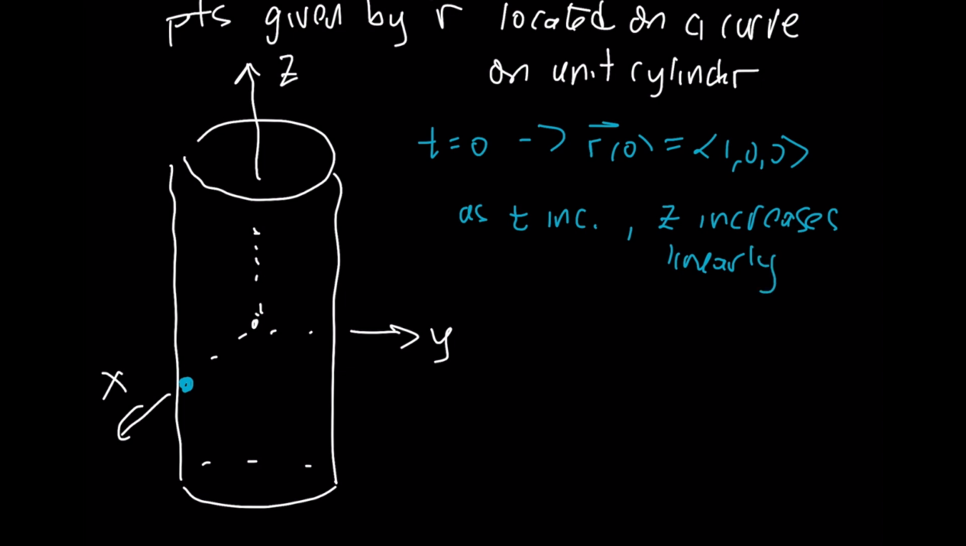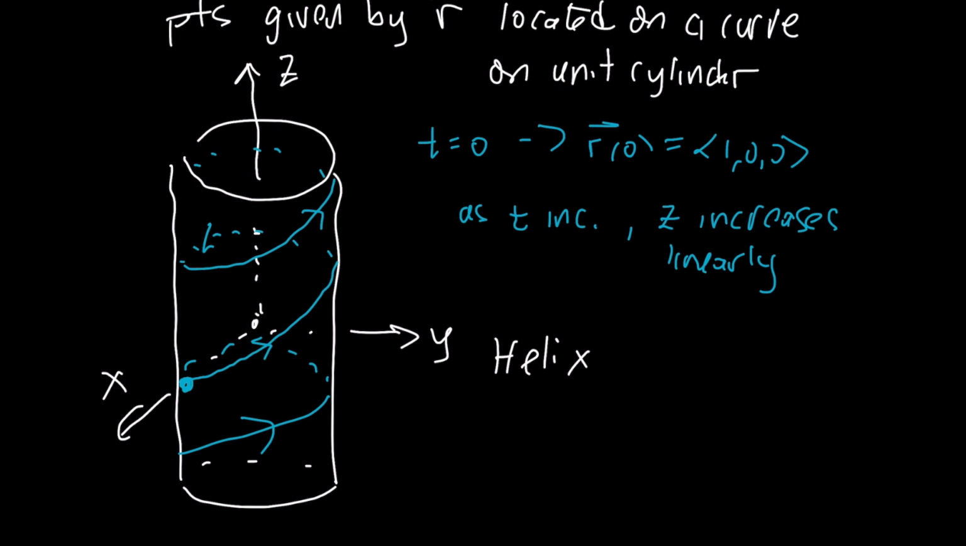As I continue to go forward in this t variable, I wrap around this cylinder. And it continues to wrap around, and it wrapped around the cylinder from before, from negative times. And what happens is it generates a certain kind of curve called a helix.